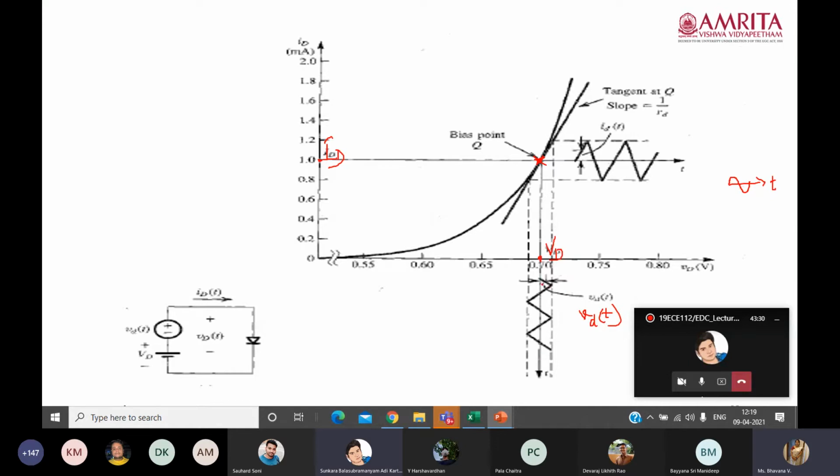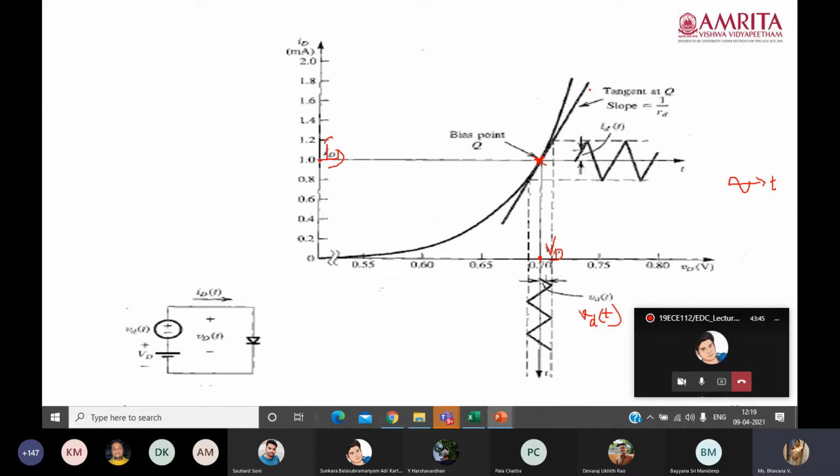So here we are superimposing a pure triangular AC signal with a pure DC. So the output will be the instantaneous value, which is the combination of both the AC and DC. Here we have shown only the current, that is the variation in the current.